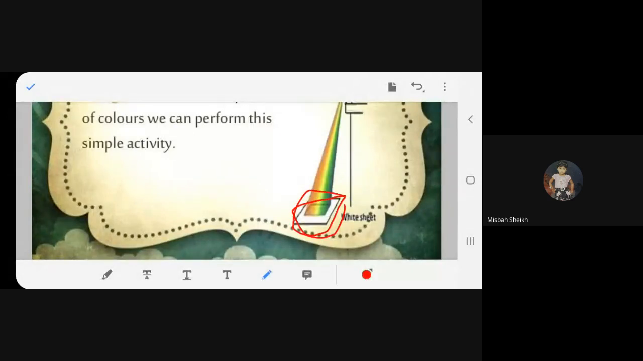And you can see the light is getting dispersed. A single light is getting dispersed into seven colors. Do you understand? This is called dispersion. What is this activity, beta? Dispersion. Okay? Fine.